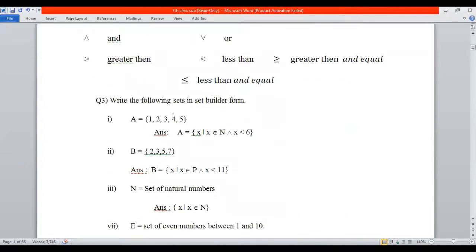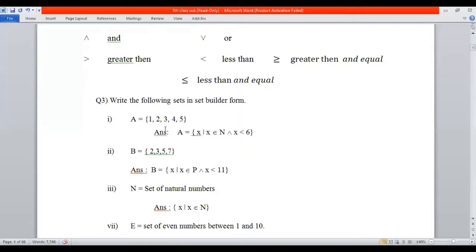You are given the first part, A is {1, 2, 3, 4, 5}. Students, you can see this set is given in tabular form because all the elements are listed in curly brackets and separated with commas. What type of numbers are these? 1, 2 started from 1, so you can say they are natural numbers. 1, 2, 3, 4, 5 means these are the natural numbers less than 6.